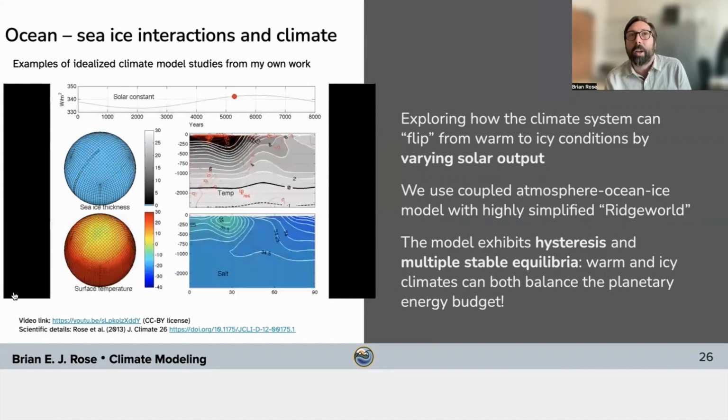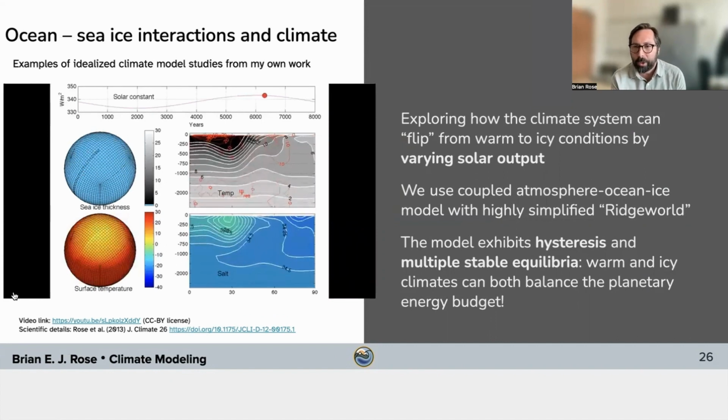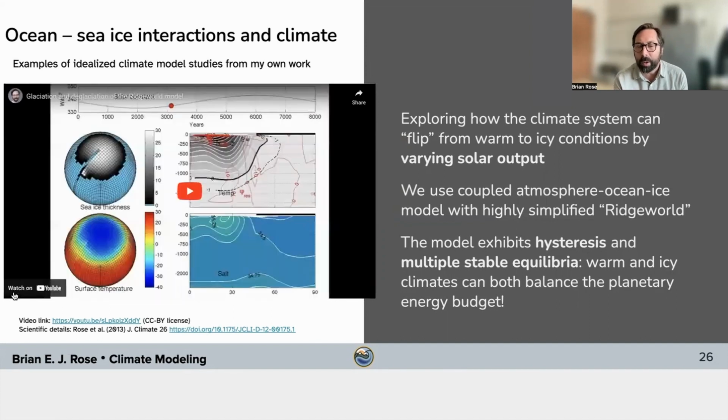And so we used here a geometrically simplified model in order to do some curiosity-driven research about mechanisms by which the Earth system might be able to transition between warm and cold and might be able to support more than one stable equilibrium, more than one stable solution of the planetary energy balance, all else being equal.